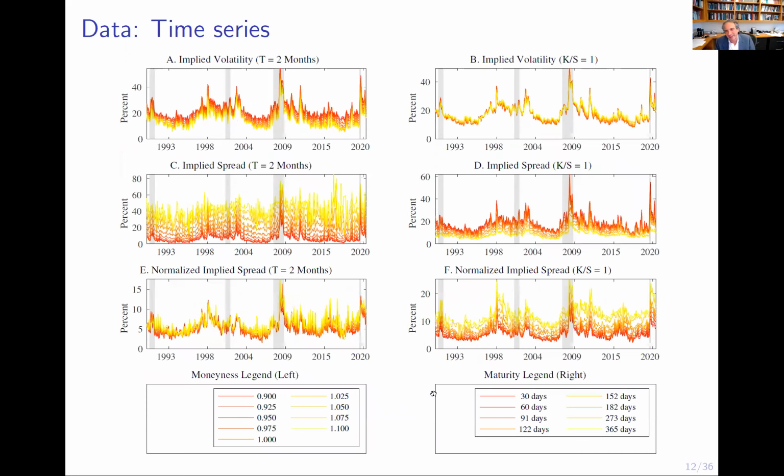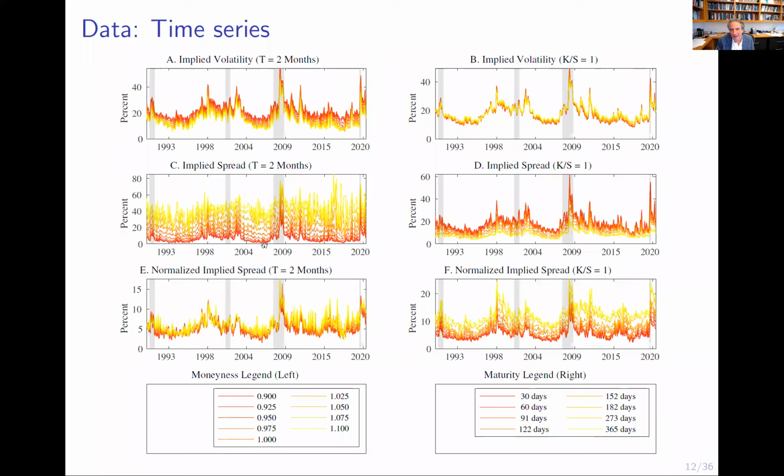And this is a time series. The time series across the top two panels are implied volatilities, either with constant maturity and different strike prices, or the same strike price and different maturity. They go up and down. We know what happened in 2008, the big spike during the COVID crisis, etc.